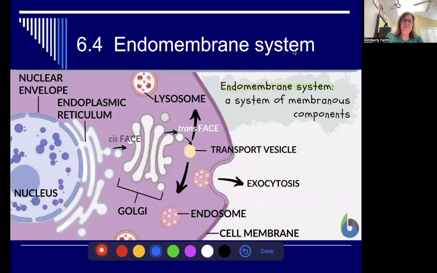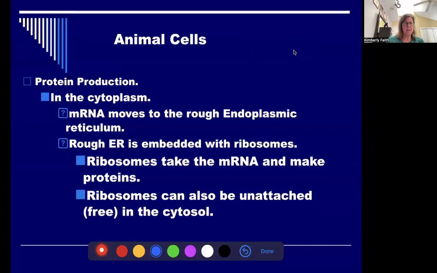But we're going to keep moving because, like I said, the nucleus is part of what's called the endomembrane system. So the endomembrane system includes the nuclear envelope, and then we're going to go out to the endoplasmic reticulum, to the Golgi. We're going to transport those proteins either out or keep them in the cell. So that's kind of the gist of what the endomembrane system does.